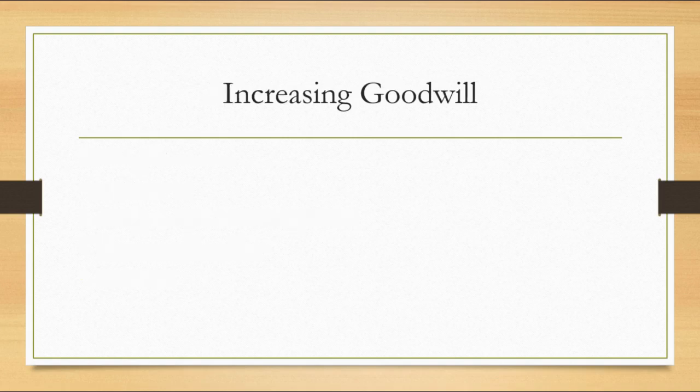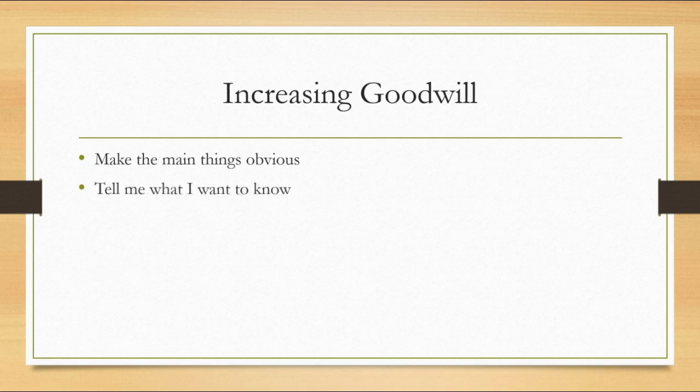All right, so how do we increase goodwill? This sounds crazily simple, but a lot of websites don't do this. We want to make the main things obvious. Think about what are the 3 main things your users want to do, and make those obvious. If they want to get service or buy something, make those stand out. I also want you to tell me what I want to know and not what you want me to know.